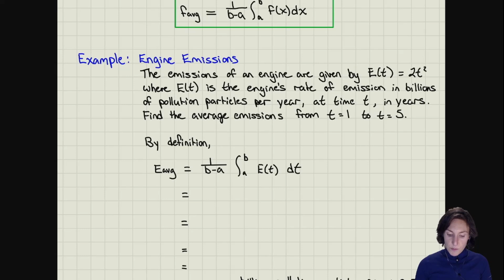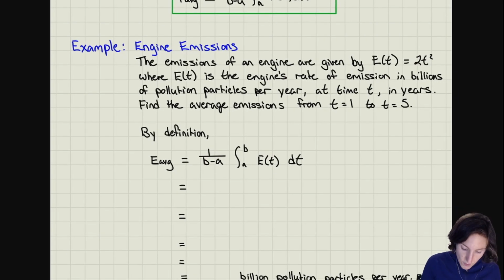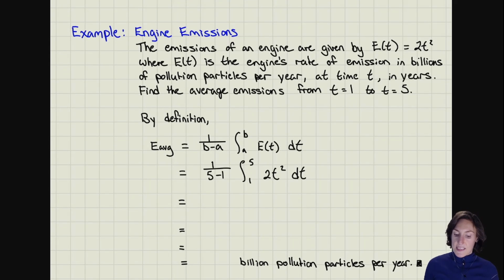For something like this, we're just going to use this definition. We look at the integral going between certain bounds. For us, a would be 1 and b would be 5. Then we plug in the expression for the engine's rate of emissions, 2t squared, and multiply the whole thing by 1 divided by 5 minus 1. So we get 1 divided by 5 minus 1, and then we integrate between 1 and 5. Our integrand is 2t squared, and we are integrating with respect to t.